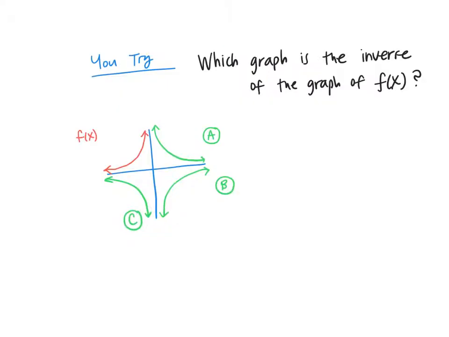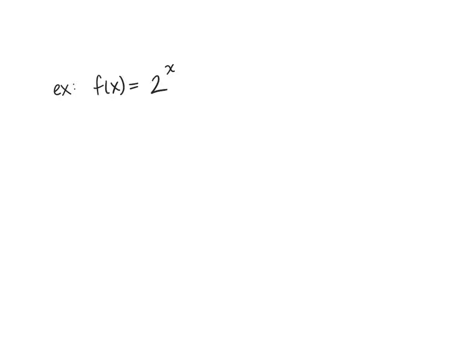Try this problem here. Which graph is the inverse of the graph of f of x? The correct answer is B, because it is symmetrical along the diagonal y equals x. Let's take a look at this last example here.